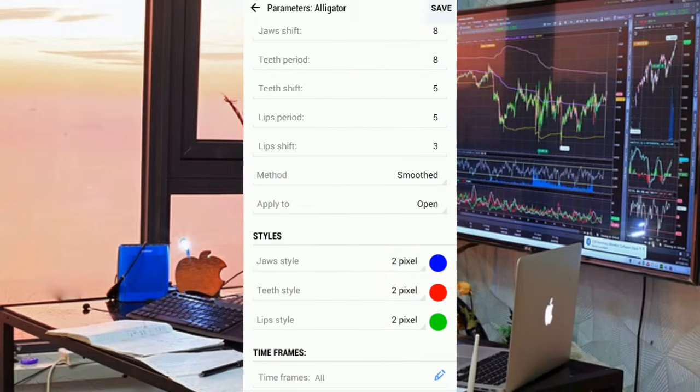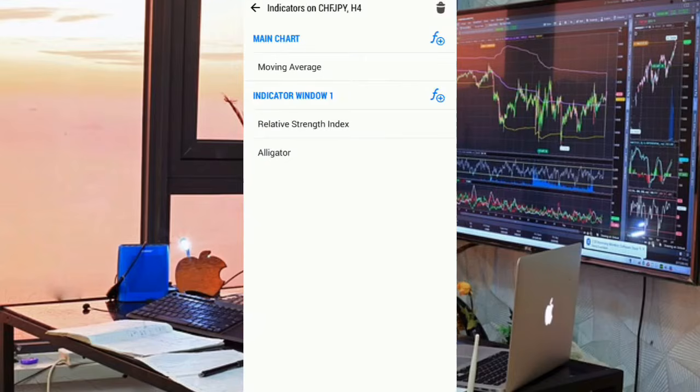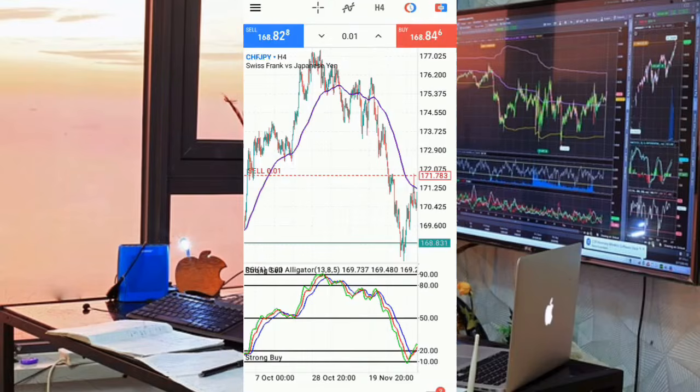So let's go to the chart now. Remember to click save when you get here. So right now we have calibrated our indicators and we are good to go. Let's go to the chart now.